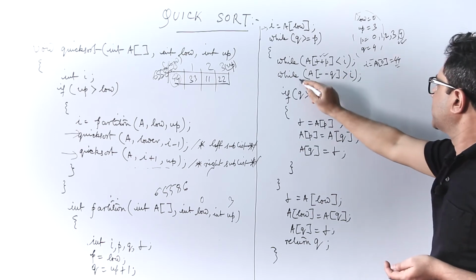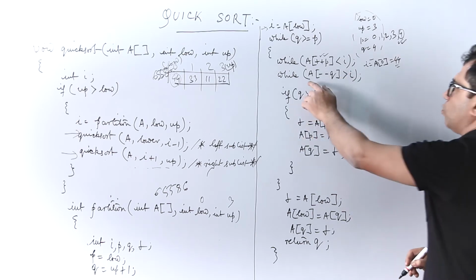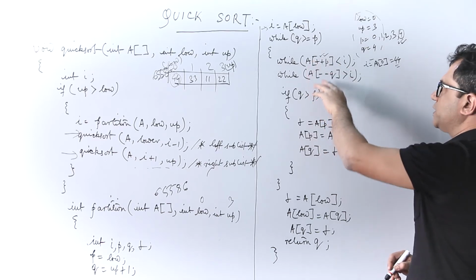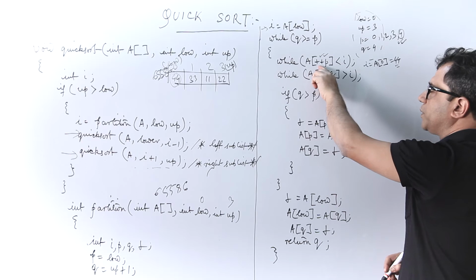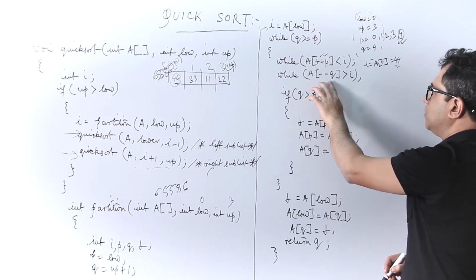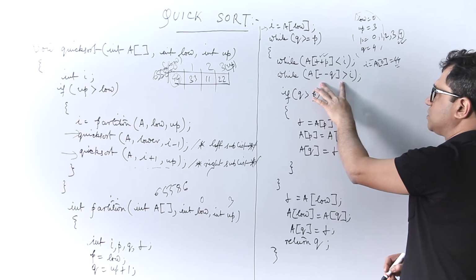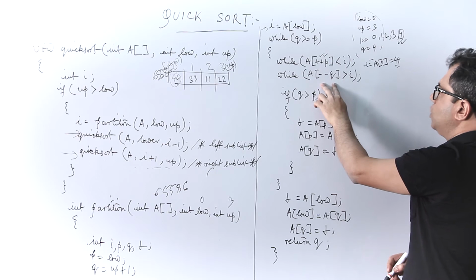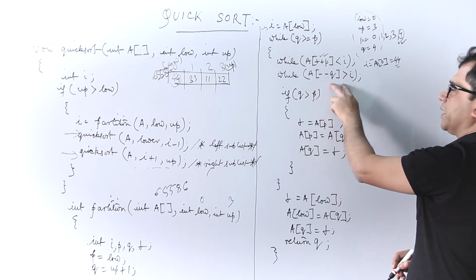Now we come to this second while construct. While A minus minus Q, very similar to the above approach but in a reverse way. In the above case we compared it by pre-incrementing P. In this case we make this comparison by pre-decrementing. We just pre-decrement this Q and compare it with I.